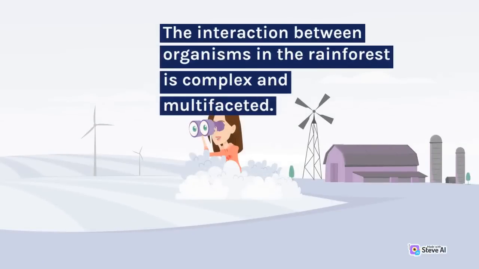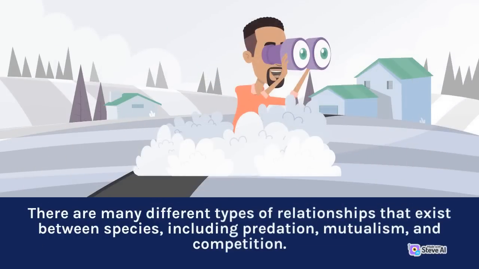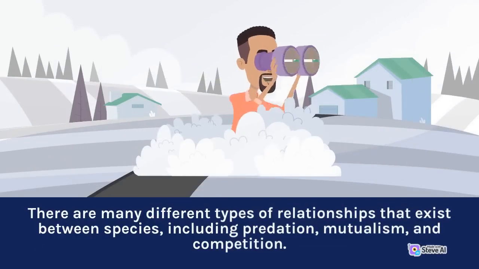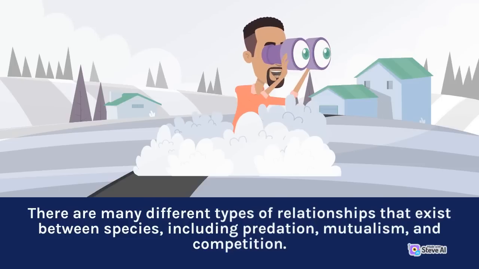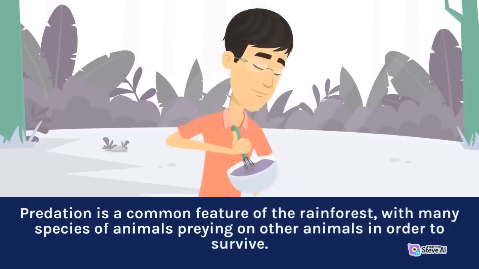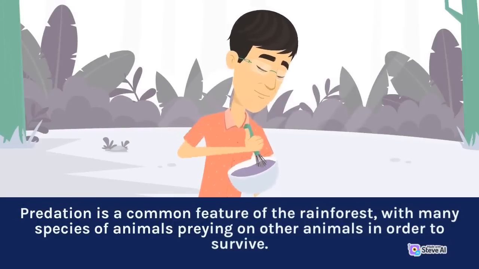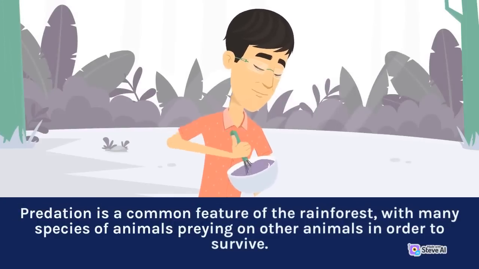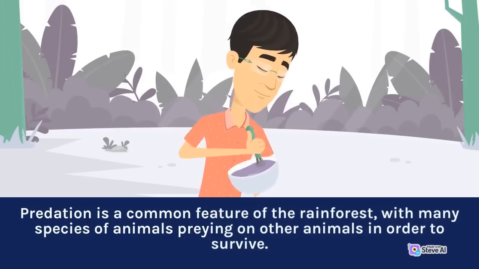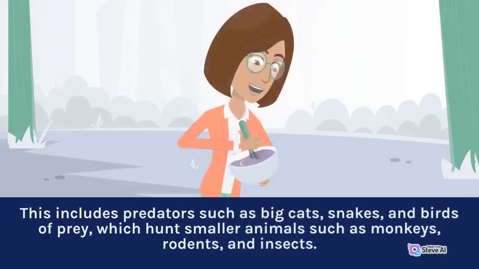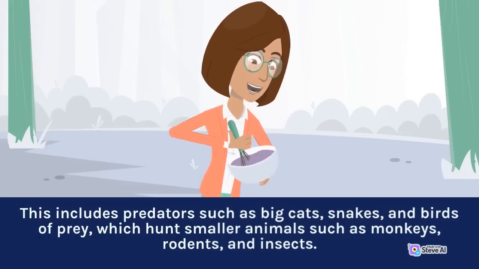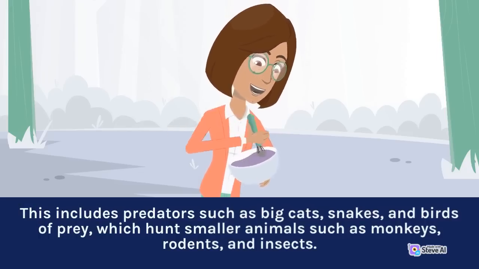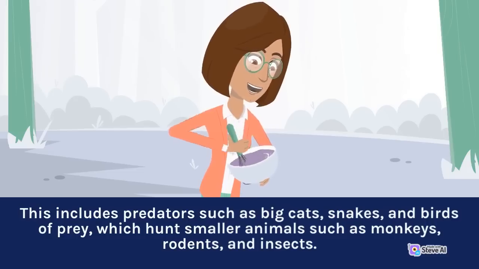The interaction between organisms in the rainforest is complex and multifaceted. There are many different types of relationships that exist between species, including predation, mutualism, and competition. Predation is a common feature of the rainforest, with many species of animals preying on other animals in order to survive. This includes predators such as big cats, snakes, and birds of prey, which hunt smaller animals such as monkeys, rodents, and insects.